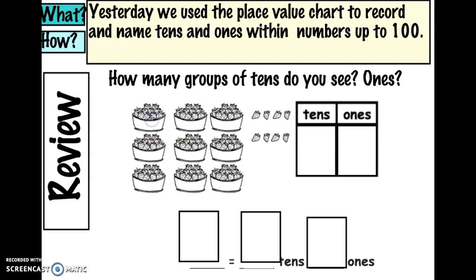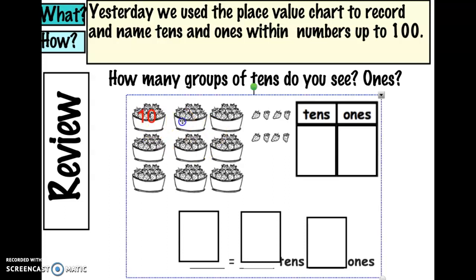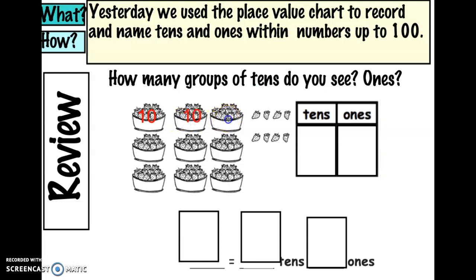We have a 10 right here, another 10, another 10, another 10, another 10, 6 tens, another 10, another 10, and another 10. So how many groups of 10 do we see?